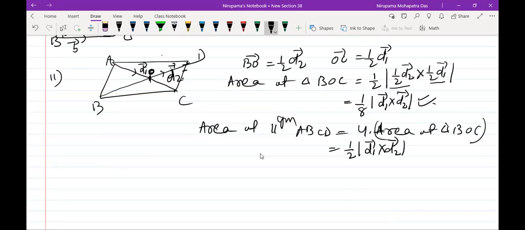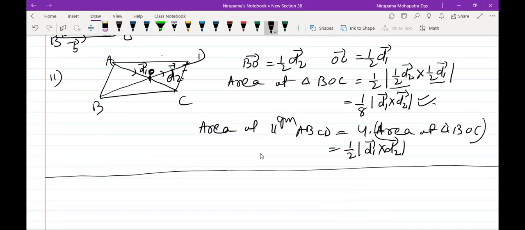Okay, so this completes your total conceptual part of cross product of 2 vectors. And in next class we will be taking the questions. Until that time, please watch this video thoroughly. Once you are very clear in concepts, I don't think you will have any problem. Before winding up the class, I just want to touch one more point.